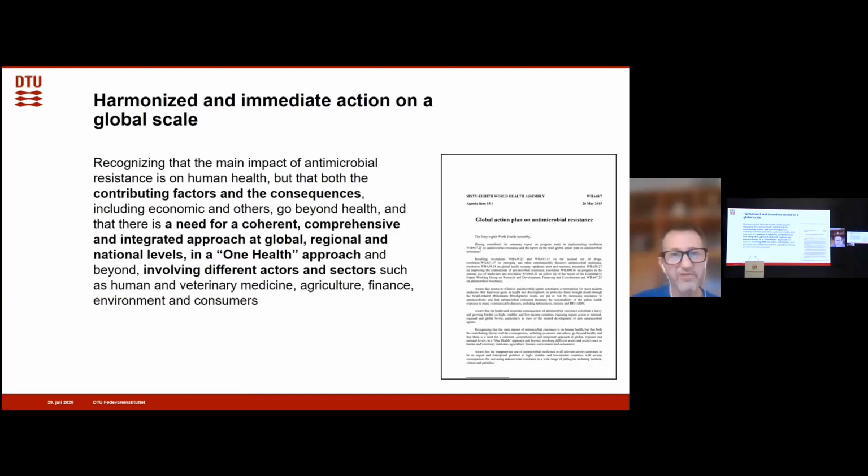So this was also the reason why AMR was included in the World Health Assembly in 2015, where it was recognized that the impact of AMR is, of course, on human health, but there are also contributing factors and consequences, for instance, economics and others, that go beyond health, and that there's a real need for a comprehensive integrated approach on a global, regional, and local level in a One Health context, and that this would include different actors and sectors.